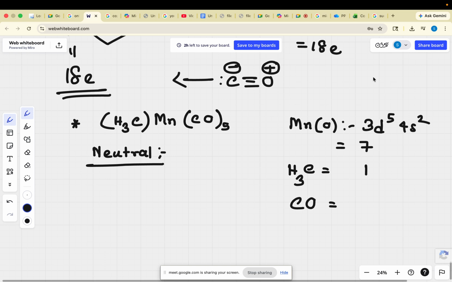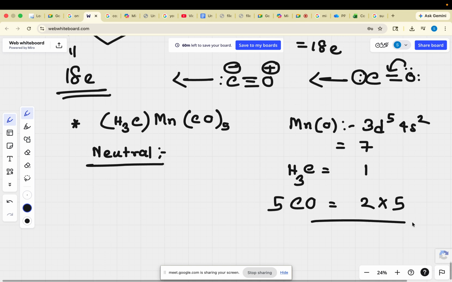Think about carbonyl. Carbonyl means a carbon-oxygen double bond. Carbon has 4 valence electrons, 2 electrons are involved in bonding, and 2 electrons are left here. Oxygen has 6 electrons: 2 electrons involved in bonding, 2 electrons here, 2 electrons here. In CO, carbon is donating this lone pair. So the carbonyl donates 2 electrons. How many carbonyls do you have? 5, so 2 into 5 is 10. 10 plus 1 is 11, plus 7, that is 18 electrons.